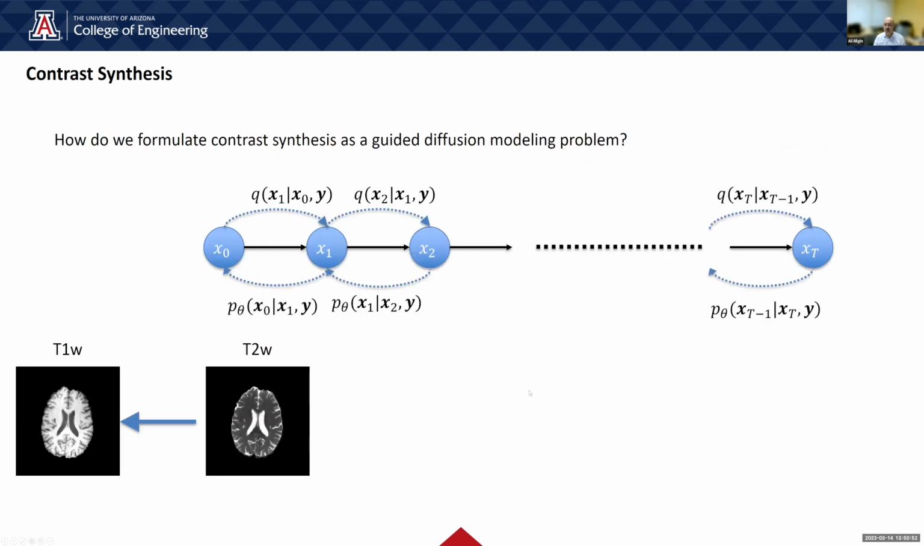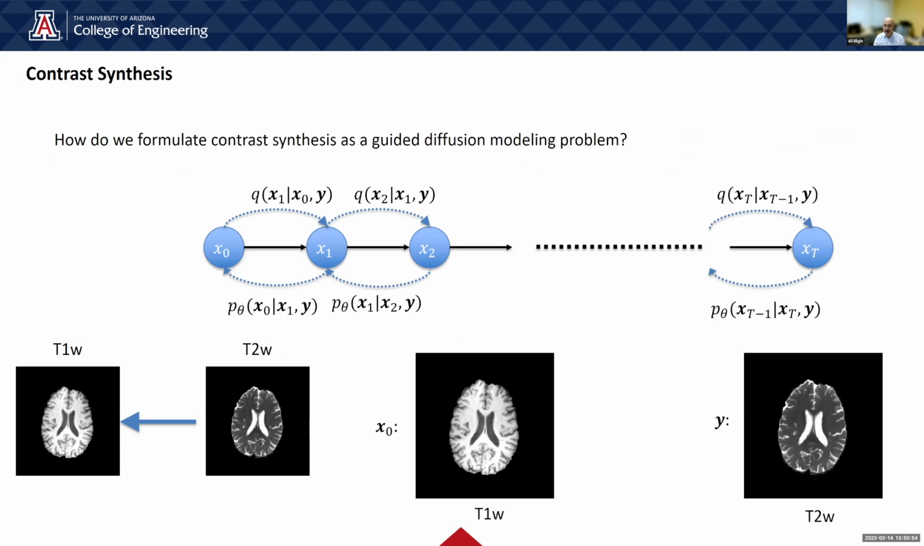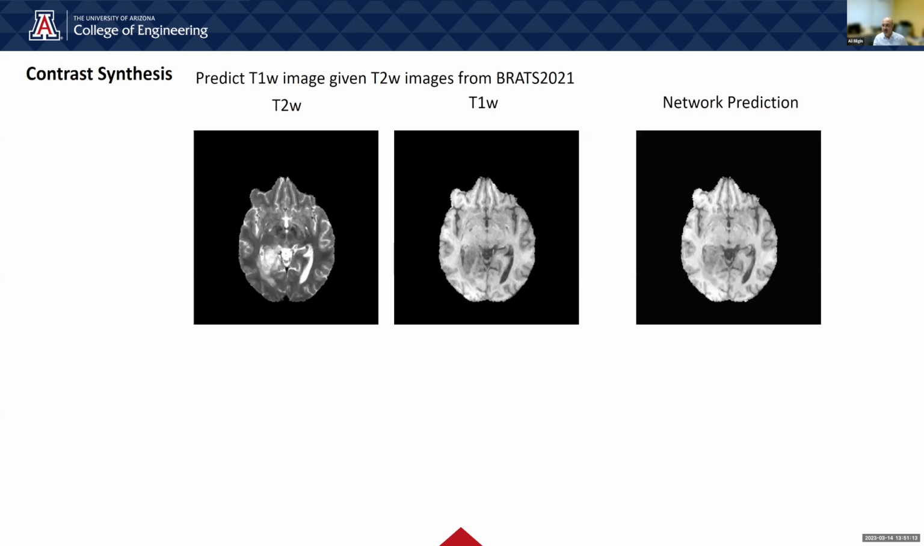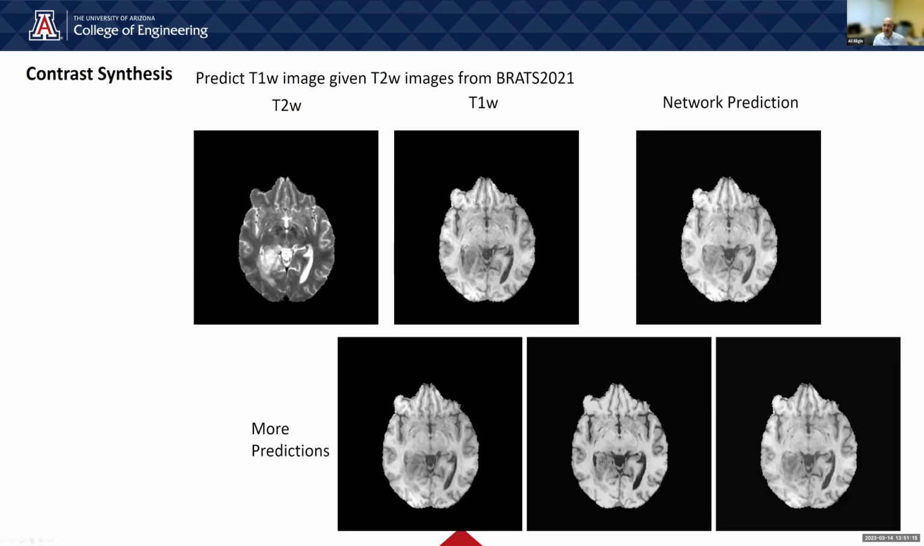So again, using the same model, I can say that I want to model T1 weighted images, but I want to condition them using the T2 weighted image. And I learn this diffusion model using these pairs, essentially. That's what I train. And then if I do that, just a couple of samples.